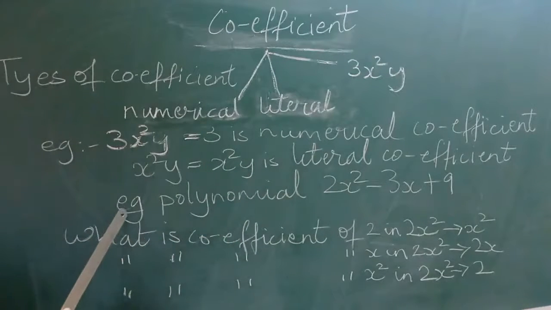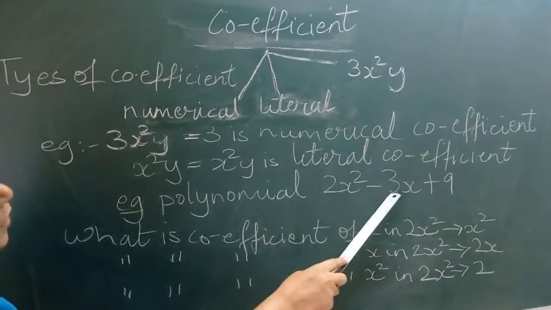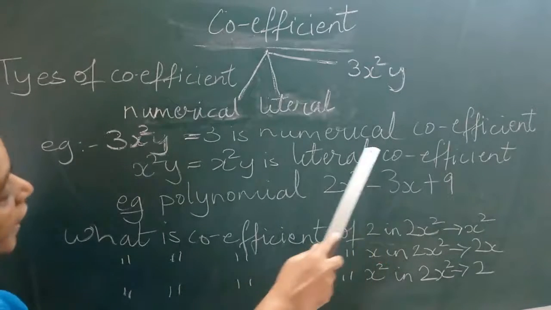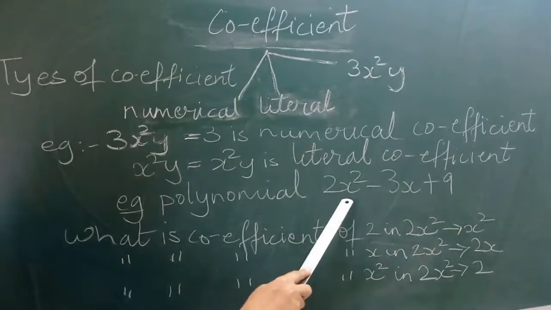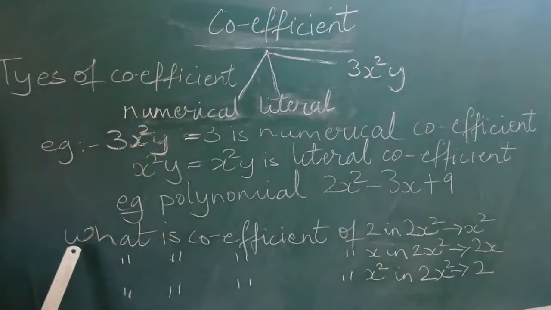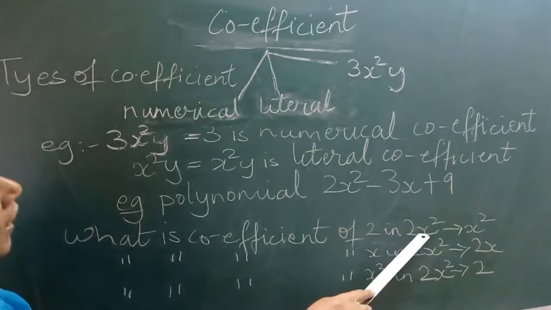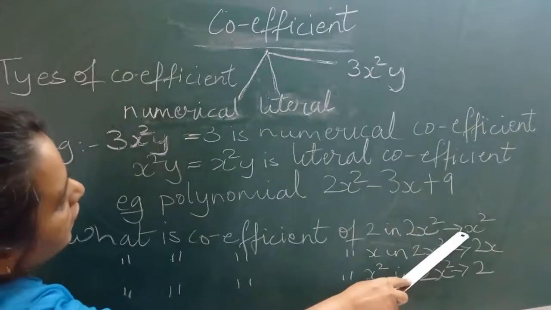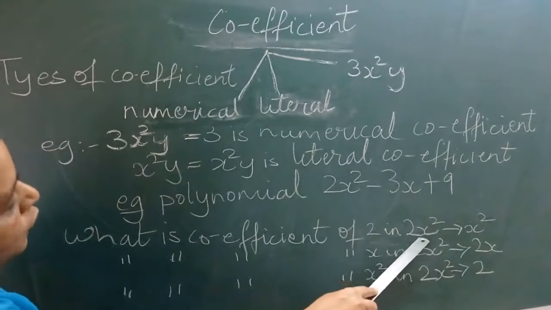Now let us explain with another example, that is the polynomial 2x square minus 3x plus 9. In this, every single term will have a literal and numerical coefficient. Let us see the first term. 2x square is the first term. What is the coefficient of 2 in 2x square? x square is the coefficient because we have removed 2 from the 2x square.